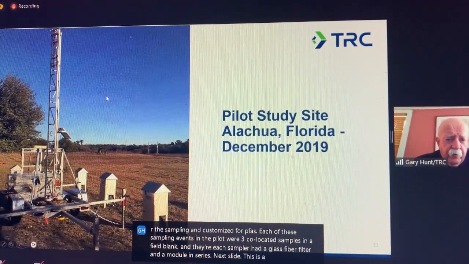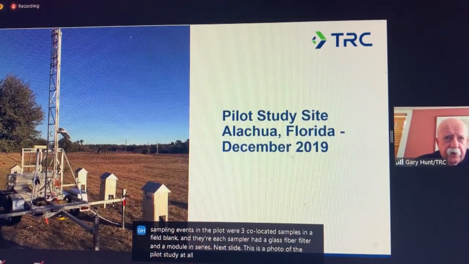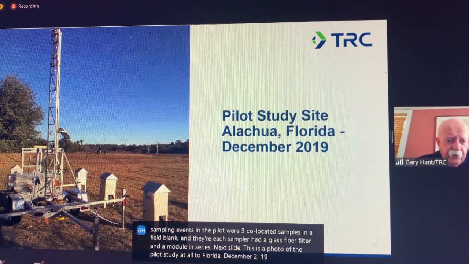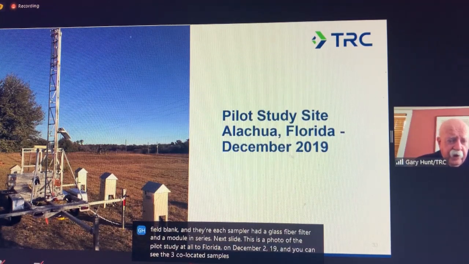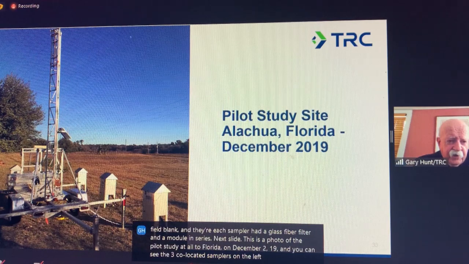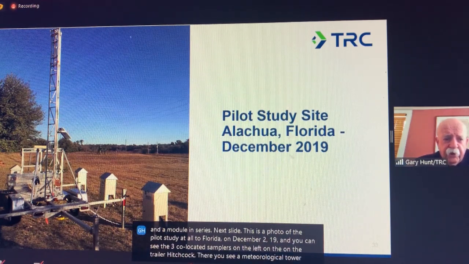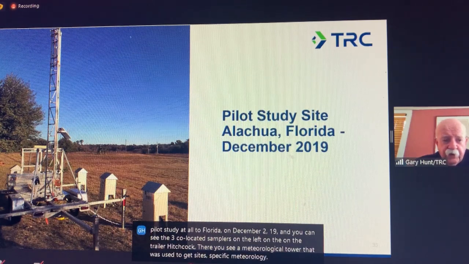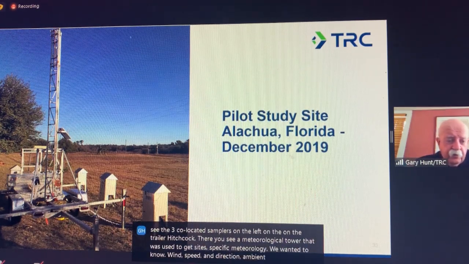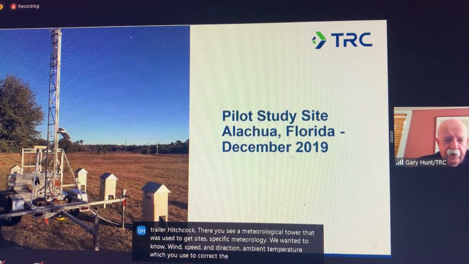Next slide. This is a photo of the pilot study at Alachua, Florida, in December 2019. As you can see, the 3 co-located samplers. On the left, on the trailer hitch, you see a meteorological tower that was used to get site-specific meteorology. We wanted to know wind speed and direction, ambient temperature, which you use to correct the air volume, and atmospheric pressure.